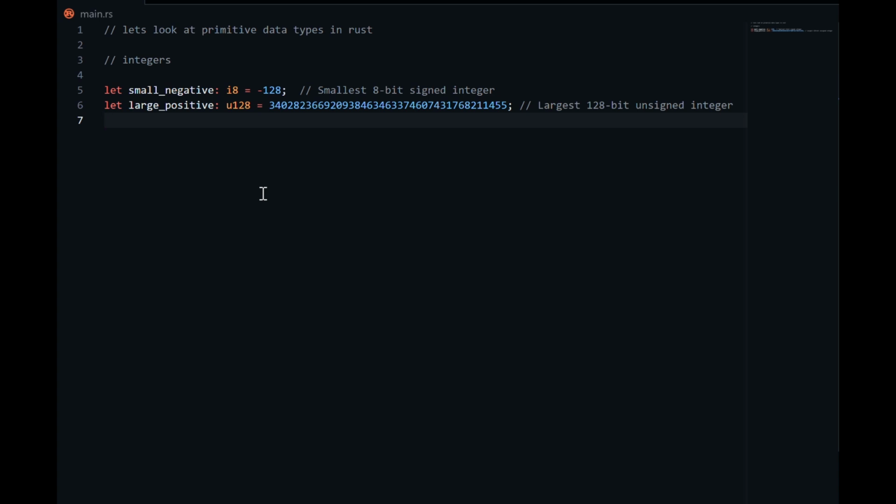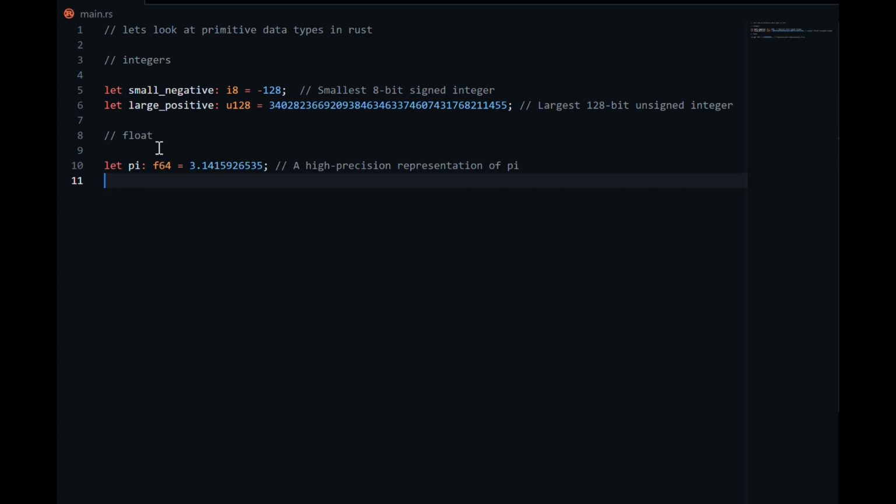Rust offers a variety of integer types, both signed, I8, I16, I32, I64, I128, and unsigned, U8, U16, U32, U64, U128. Signed integers can hold both positive and negative values, while unsigned integers are for positive values or 0.